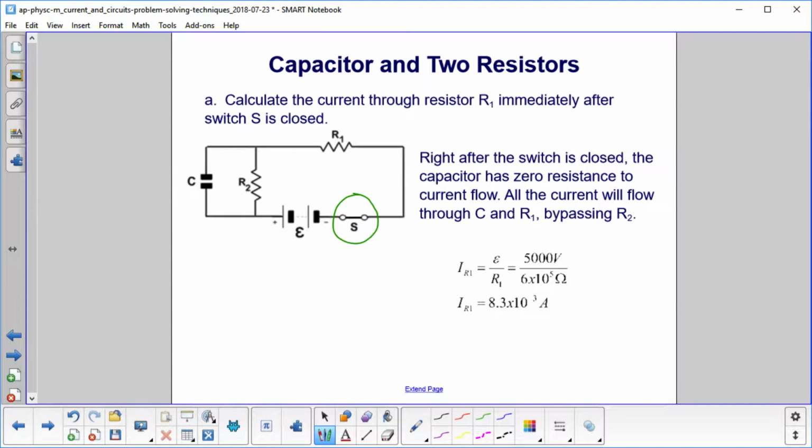Calculate the current through resistor R1 immediately after the switch S is closed. Right after the switch is closed, the capacitor has zero resistance to current flow. So the current coming to this junction here will see zero resistance at the capacitor, and all the current will flow like that. So the current will equal the EMF only divided by R1, and we get 8.3 times 10 to the minus 3 amps.